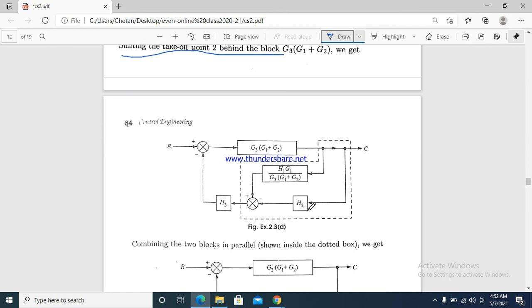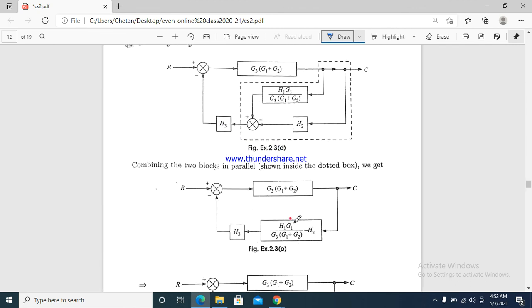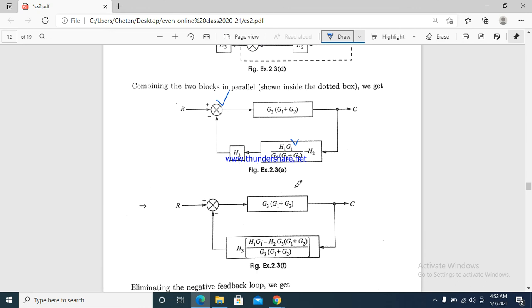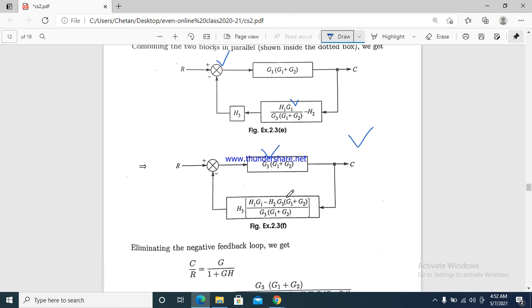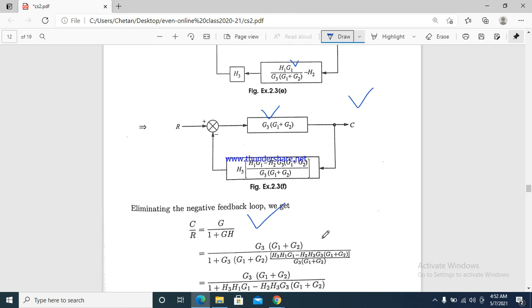Once again, there is a summing point. Add at the summing point, plus with minus. This is of minus. Next, you can observe in the last circuit diagram that here you have a feedback loop. It is G of s divided by 1 plus G of s into H of s. Use that simplified formula, then you will get this simplified answer.